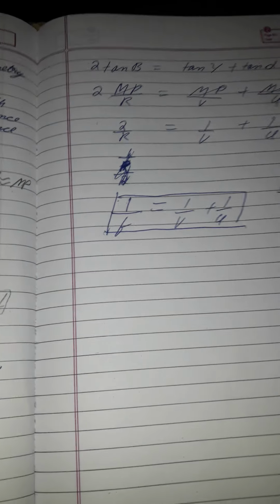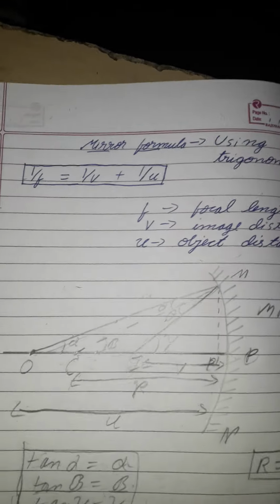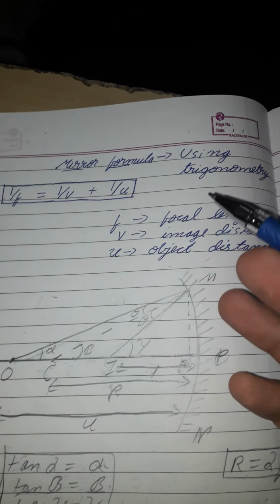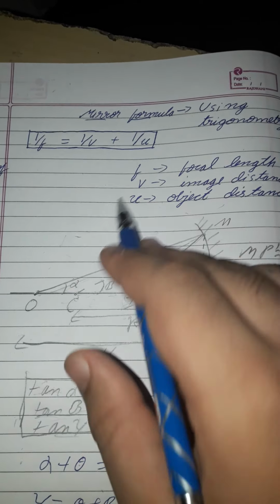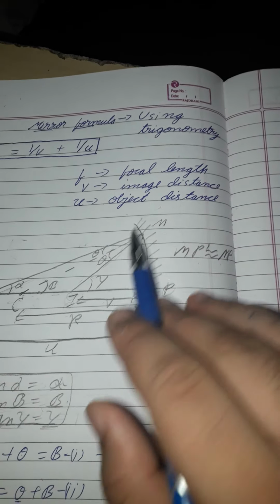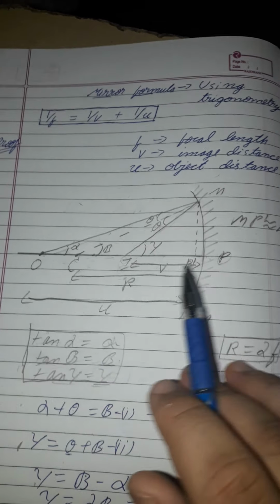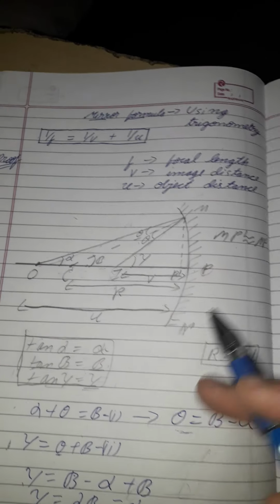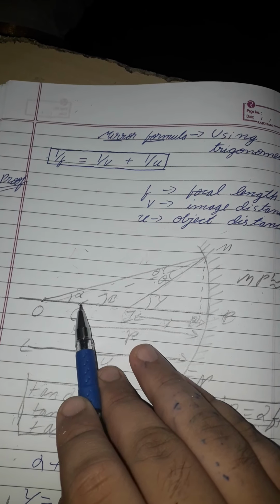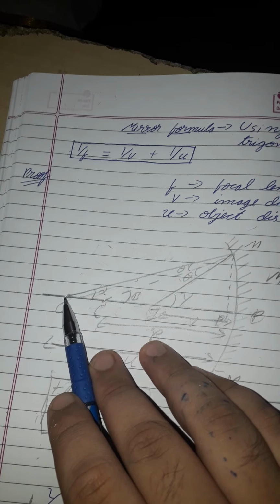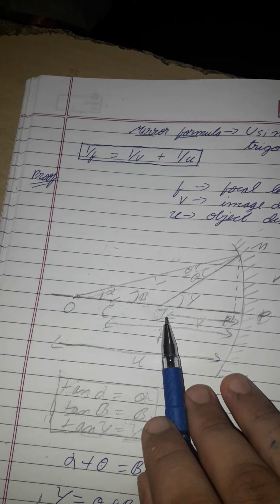formula derived. So let's recall what we did here. Let's see once again. Here we are proving the mirror formula using trigonometry. That is, we should prove 1 by f is equal to 1 by v plus 1 by u. f is the focal length, v is the image distance, u is the object distance, right? Focal length is half of the radius of curvature. Here we have considered a concave mirror. Here is the center of curvature. Behind this we have considered a point object. Rays come like this, hit like this, and come back here, form the image, right?